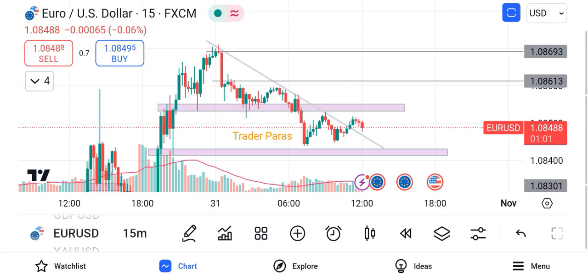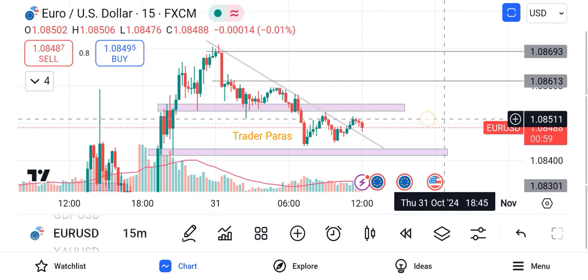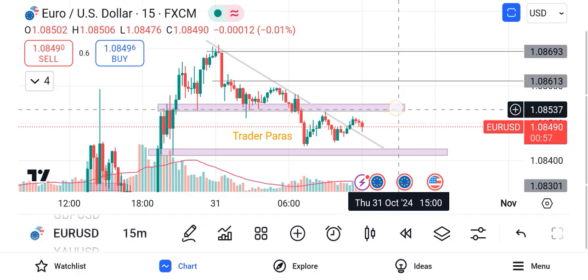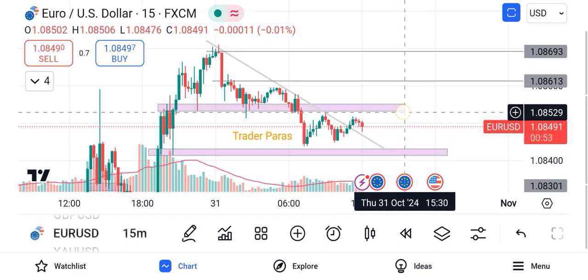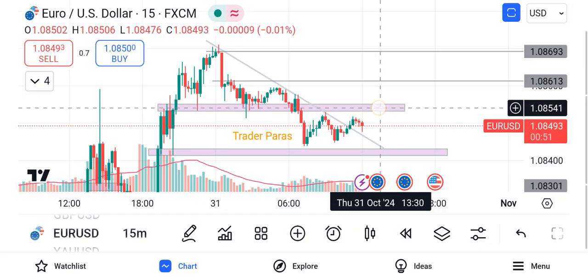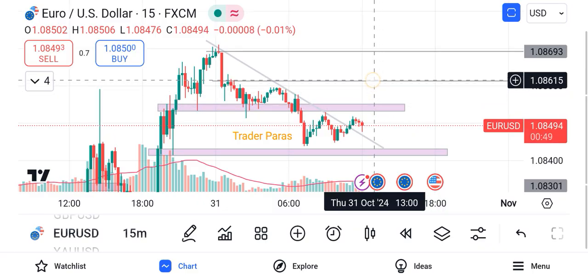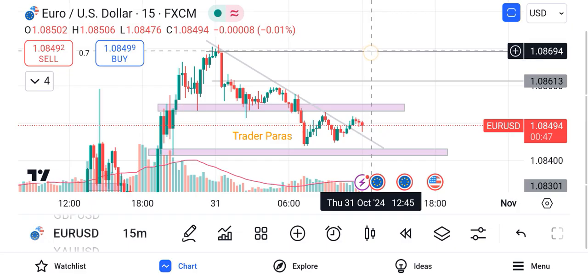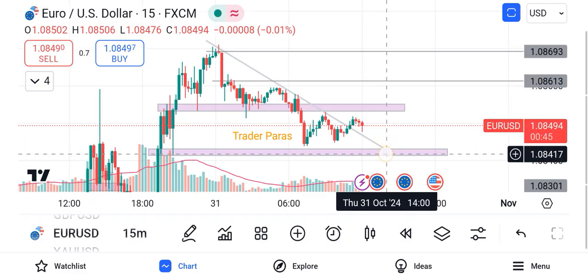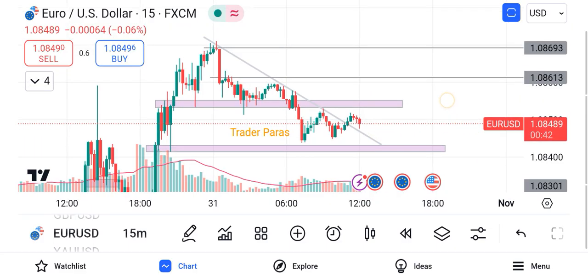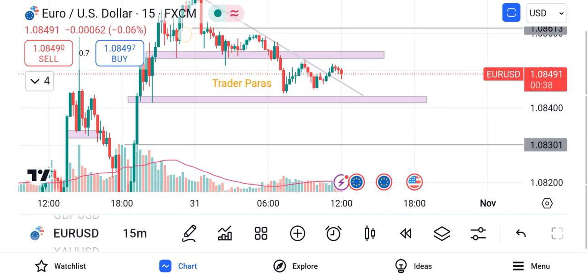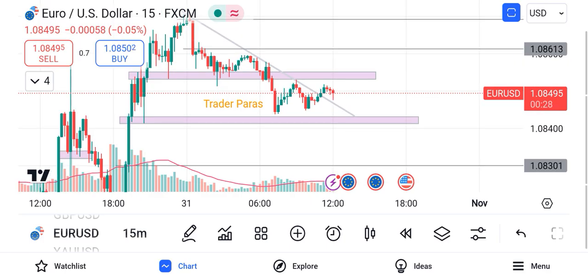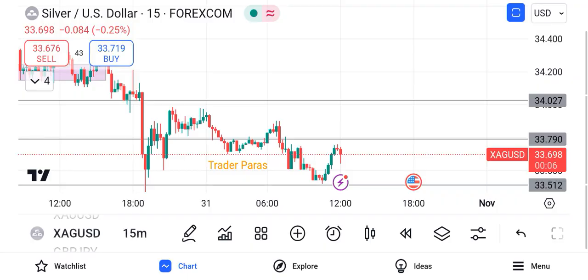This is Euro USD, 15-minute time frame. You can check this is a resistance level and this is a support level. This level breakout you can buy and your first target is this, second target is this. You can sell this level breakdown and first target is this. You can manage your risk reward ratio and trade this.